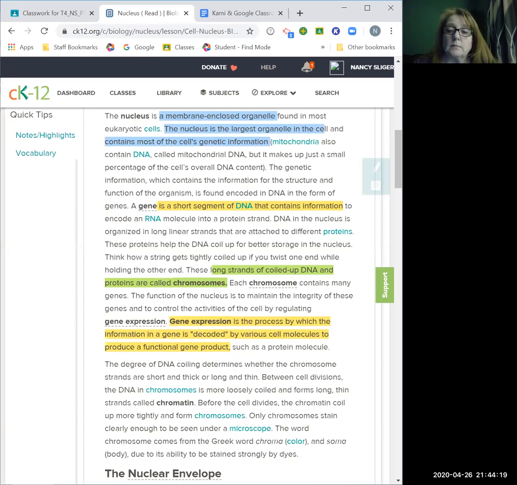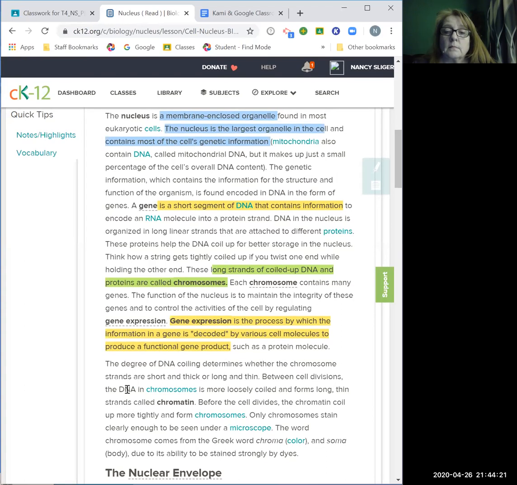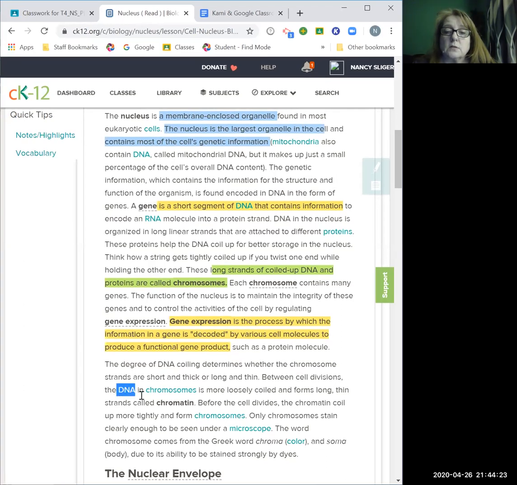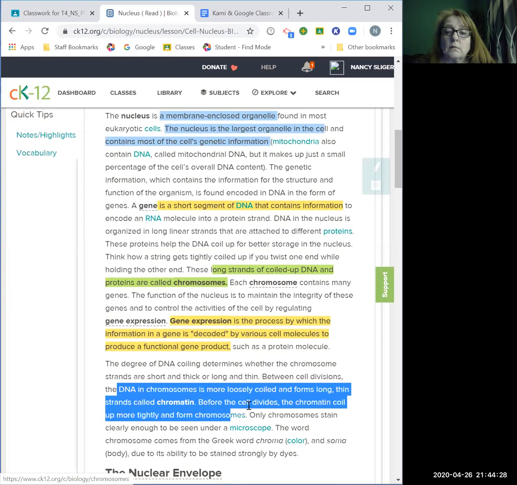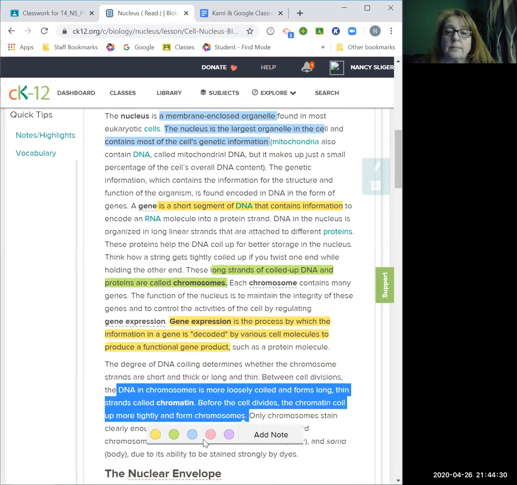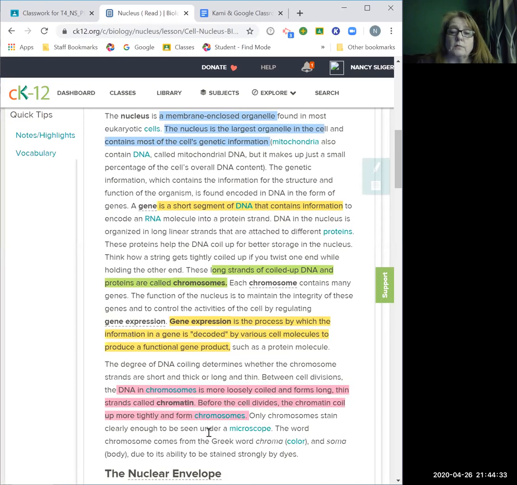This is the section that it talks about right here, and I'll be glad to paraphrase that for you. DNA in fine strands is called chromatin, and DNA coiled up is called chromosomes.